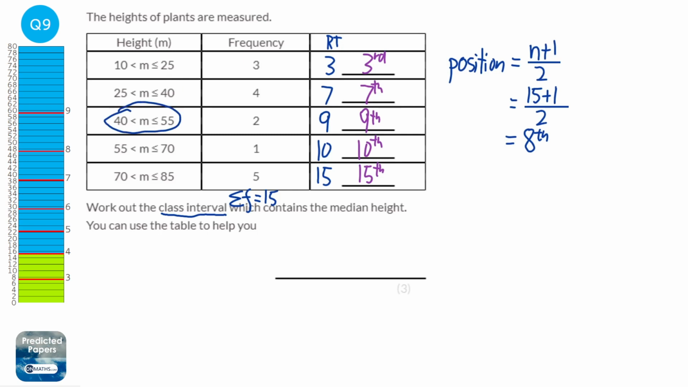So when it asks for a class interval, all you need to do is copy down exactly what the group is. So it's 40 to 55. And don't ever write down 40 to 55 or anything like that. Always copy it exactly from the table.